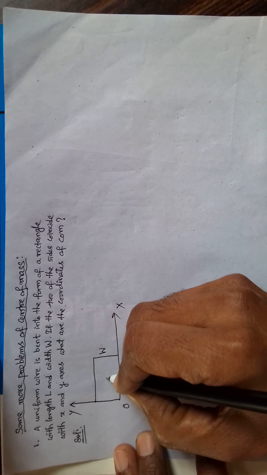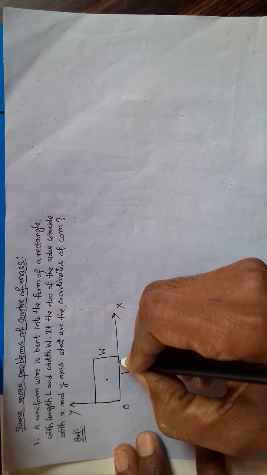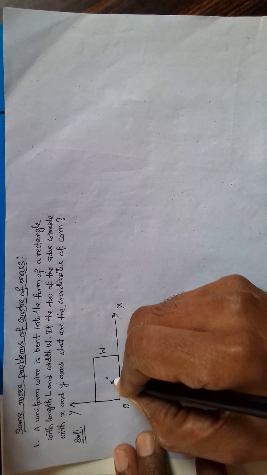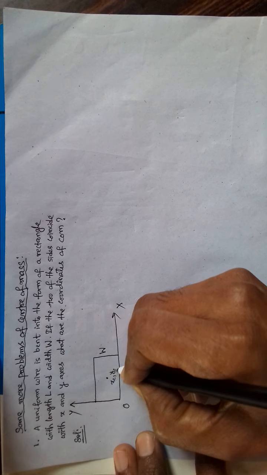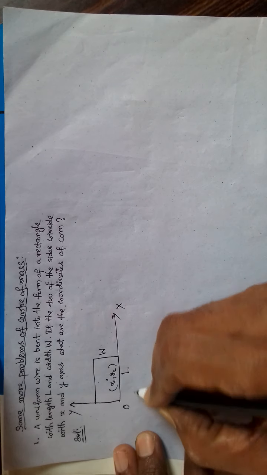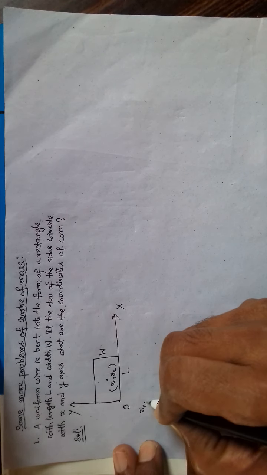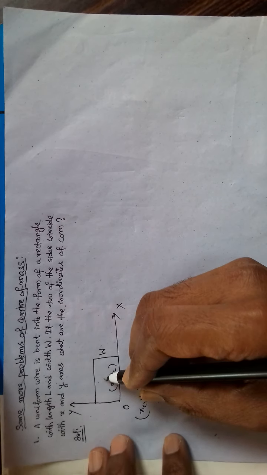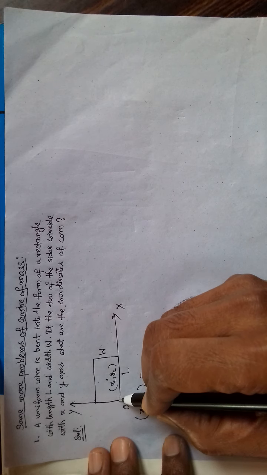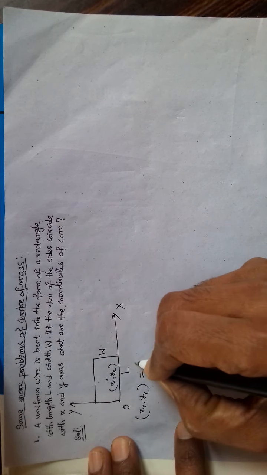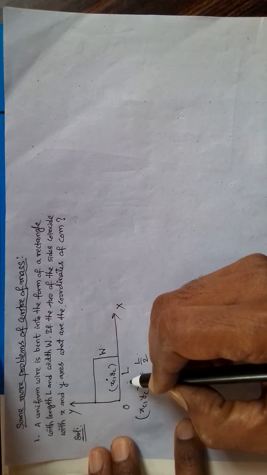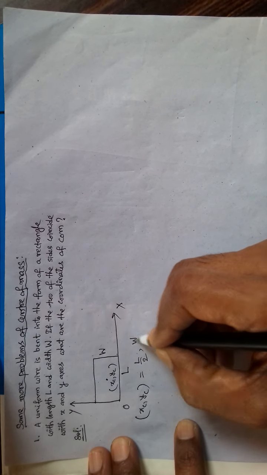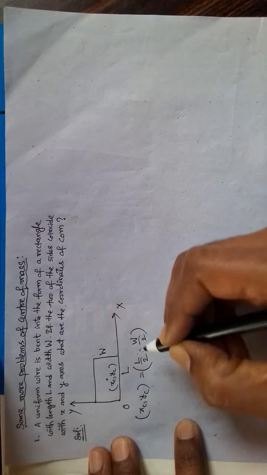See, this is the midpoint and this will be the center of mass. So this center of mass is represented by xc, yc. xc is its x coordinate, half of this length, L by 2. The y coordinate is half of W, W by 2. That's all.